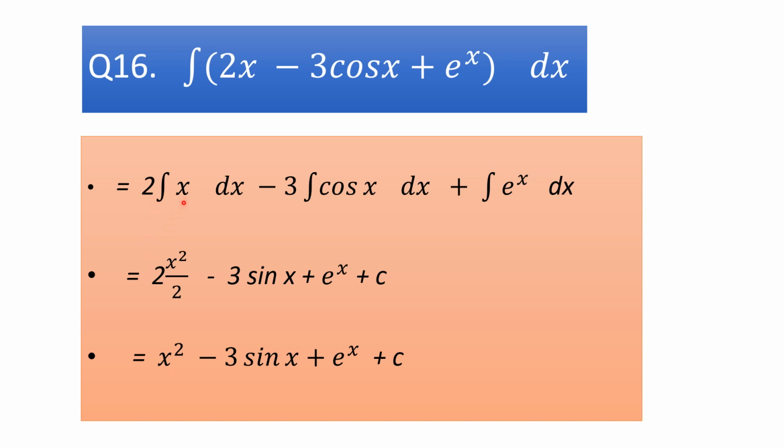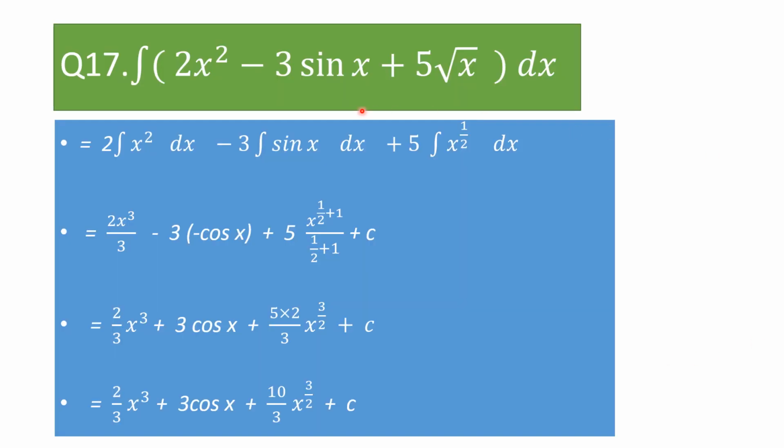What is integration of x? It is x power 2 upon 2. Minus 3 as it is. Integration of cos x is sin x. Integration of e power x is e power x as it is, plus c. Now this 2 and this 2 will get cancelled out. Answer is x square minus 3 sin x plus e power x plus c. A very simple question. Now question number 17.